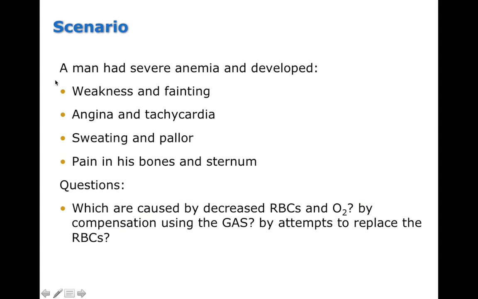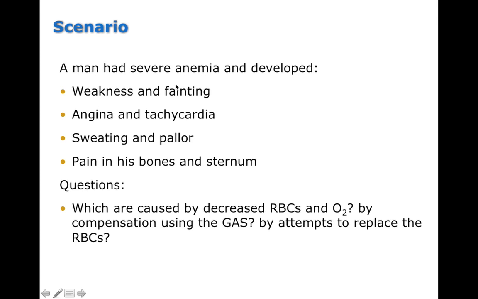So we have a scenario here, and our scenario says a man had severe anemia and developed the following: weakness and fatigue, angina and tachycardia, sweating and pallor, and pain in his bone and sternum. And so the question here is which of these are caused by a decreased red blood cell and O2, which are caused by compensation using the general adaptation syndrome, or which are actually caused by attempts to replace the red blood cells. So let's think about this list.